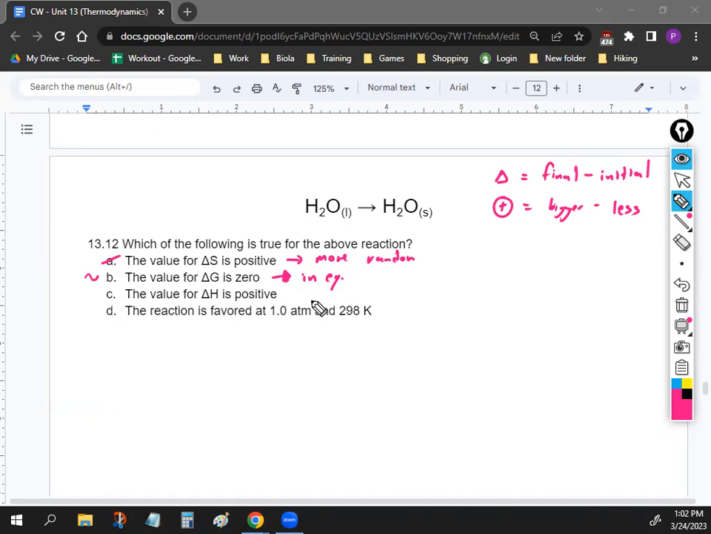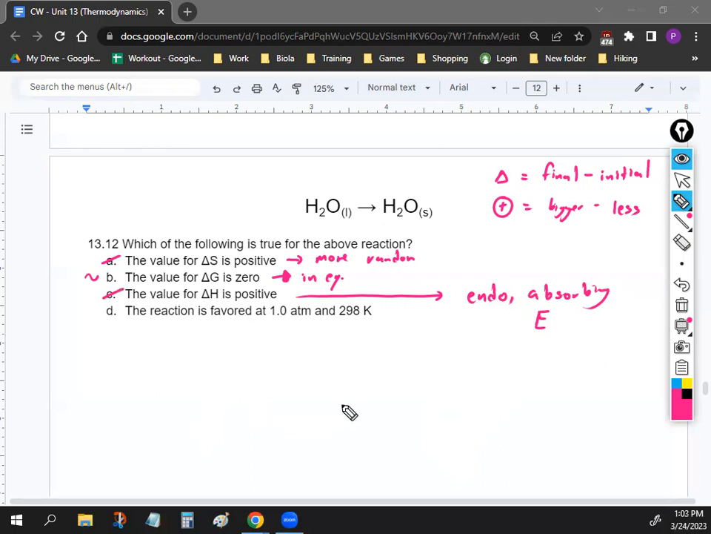If we go to C, delta H is positive. If it is positive, does that mean it is exo or endothermic? Endo, which means that it is absorbing energy. Now, when something freezes, is it absorbing energy? No, because if it's absorbing energy, it would get hotter, and ice is not hotter than water. So this is obviously untrue.